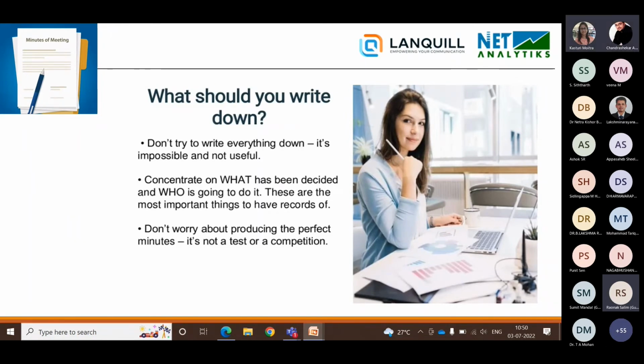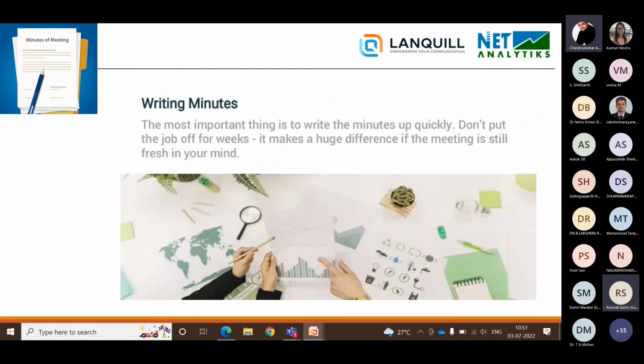As I mentioned earlier, the importance of sharing the agenda well in advance. In the same way, for writing the minutes of the meeting, it is very important to write them quickly. Don't put the job off for weeks, because it makes a huge difference if the meeting is still fresh in the mind. Majority of the times, minutes of the meeting reach us only after a week or two. We would have gotten busy with other things. So the minutes of the meeting should reach all the participants within 24 hours. Then automatically everybody takes the entire meeting seriously, and you can get better results. Anyway, sooner the better.